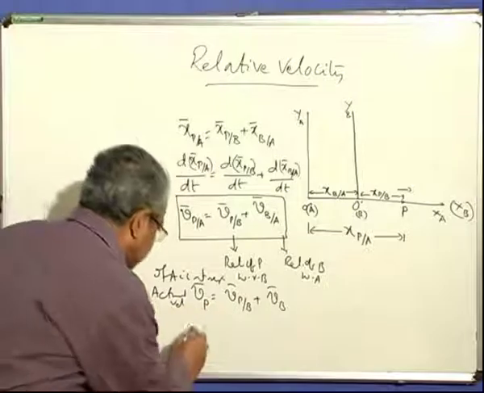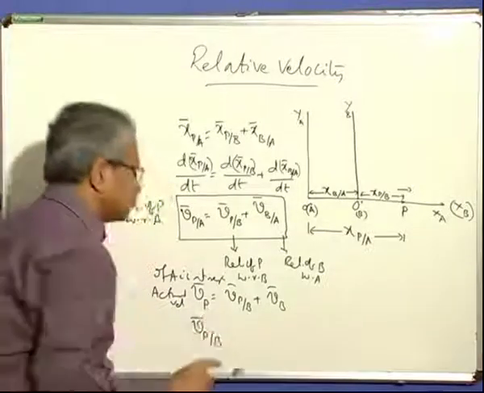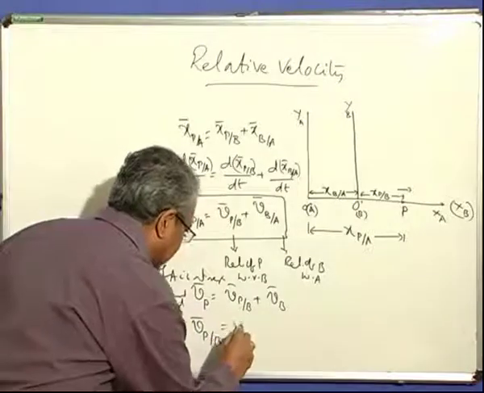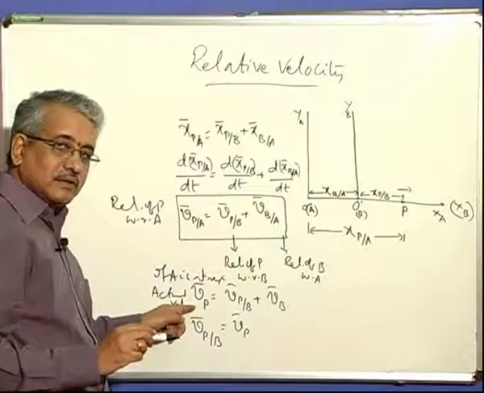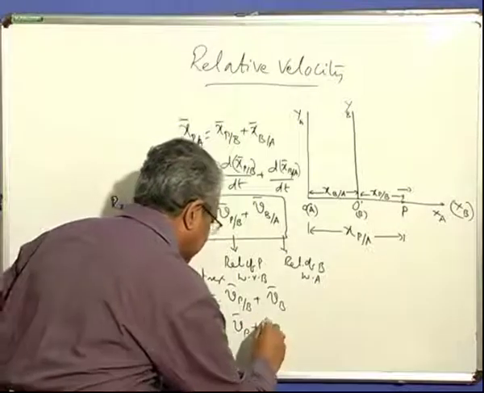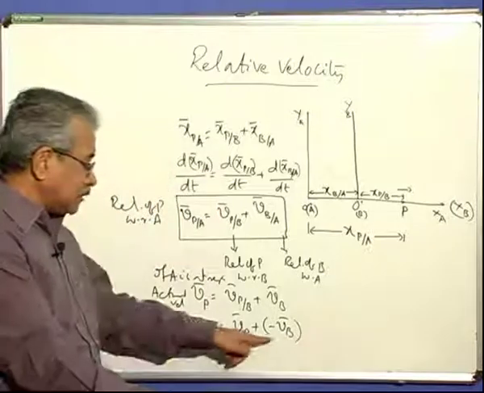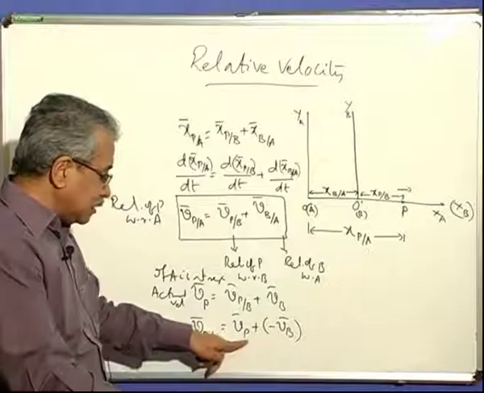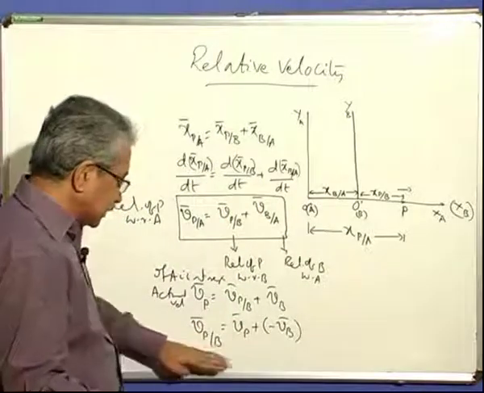So if you take this equation, velocity of P with respect to B, suppose you say, then what is it? It is equal to the actual velocity of P here, plus, this comes to the other side, becomes minus VB. So this becomes the reverse velocity of B. Actual velocity of P plus the reverse velocity of the observer. So now this is the relative velocity of anything.